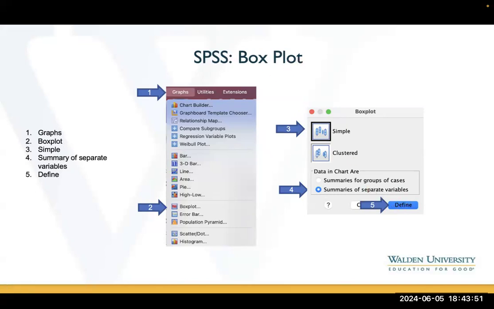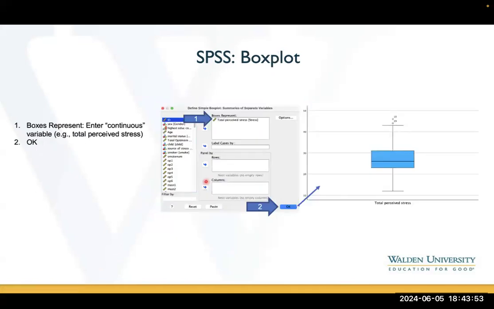You hit the define, and we tell it we want it on the total perceived stress. And remember, the little ruler tells us a scale variable, so we know we selected the correct variable, and our assignment won't be wrong, okay? And we know we have two outliers from this variable, okay?